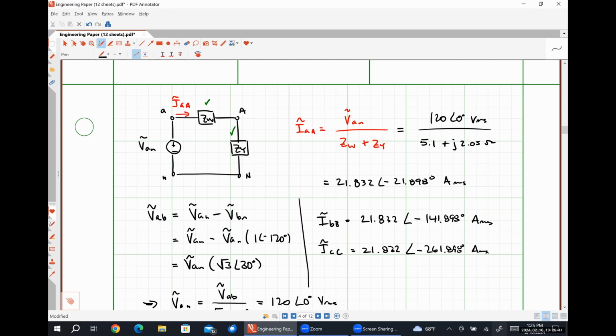All right, so we have our line currents. Now we need those line voltages at the load. How are we going to figure that out?